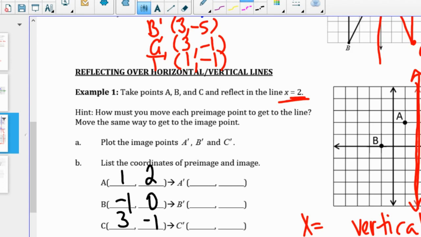Now, A was 1 unit to the left, now 1 unit to the right. So this would be at (3, 2) for A prime. B was 1, 2, 3 units to the left. It's now 1, 2, 3 units to the right. So B prime is at (5, 0). And C was 1 unit to the right. So now C prime will be 1 unit to the left at (2, -1) for C prime.